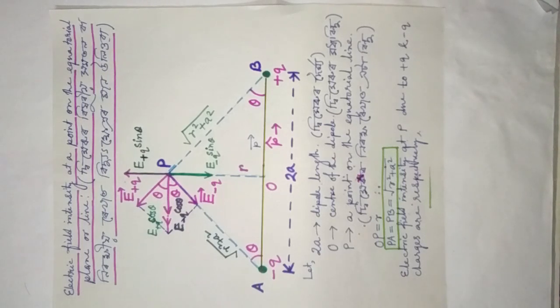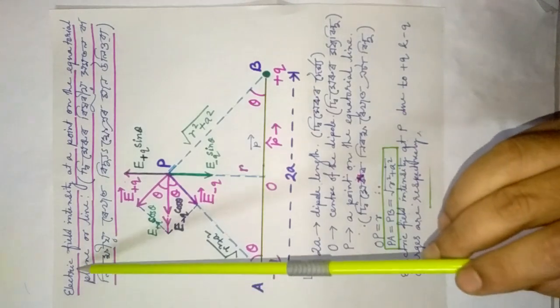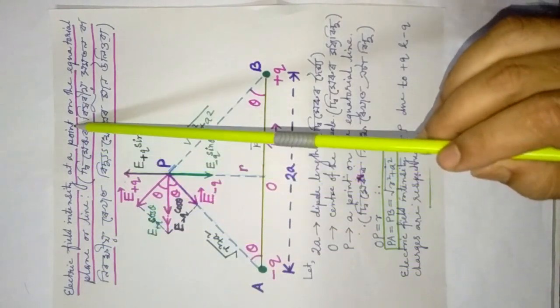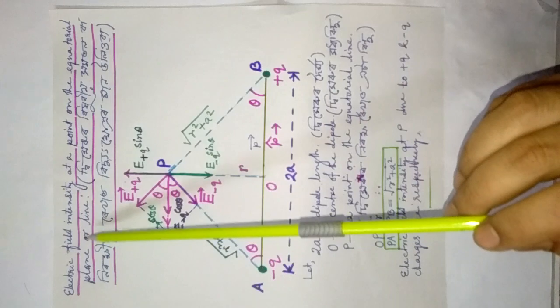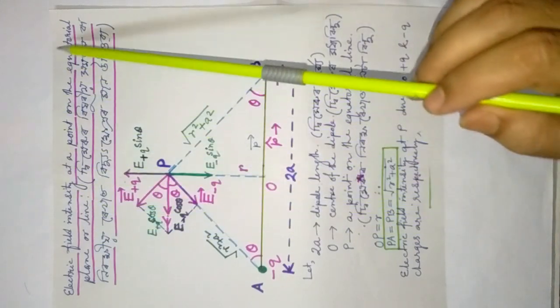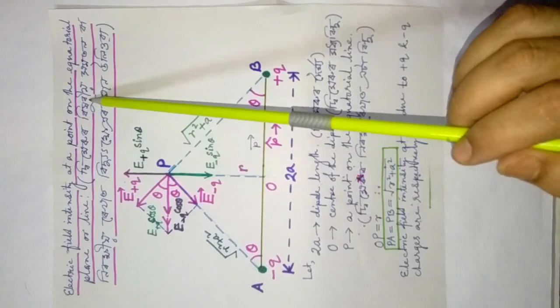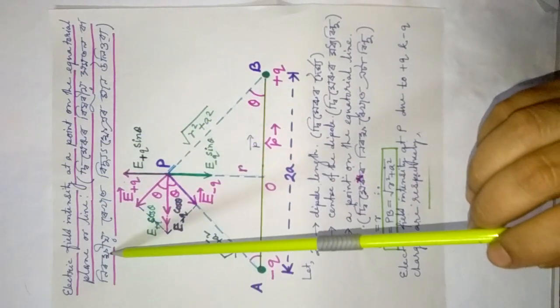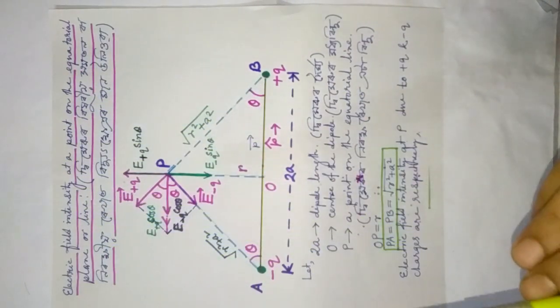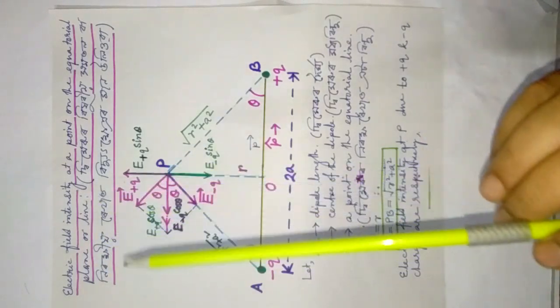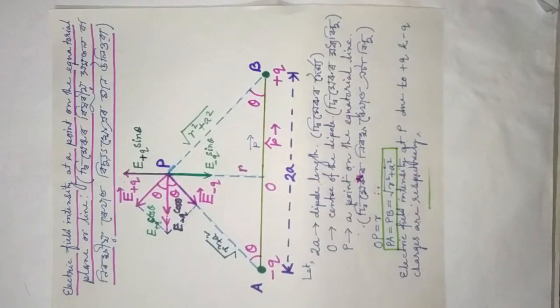Dear students, now I would like to discuss the topic electric field intensity at a point on the equatorial plane or line. Equatorial plane or line, it means in Assamese, Bihubio Homotol or Nirakhya Rekha. That means we are going to find out net electric field due to a dipole on equatorial line.